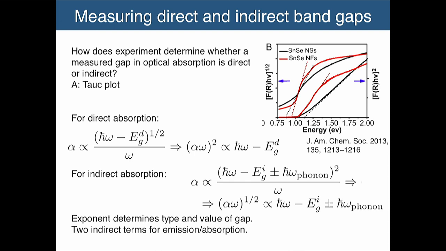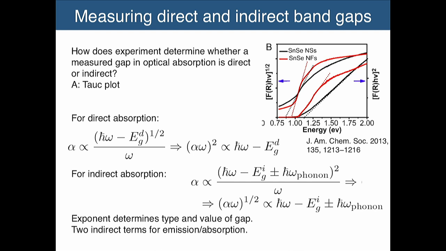All right, let me make a comment also about what you expect to find when you do a calculation for direct versus phonon-assisted absorption. And I want to make a note here about experiment. How does experiment know, if you do an experiment, how would you know if your material has a direct gap or an indirect gap? And the answer is you do what we call a Tauc plot, named after the person who invented the method.